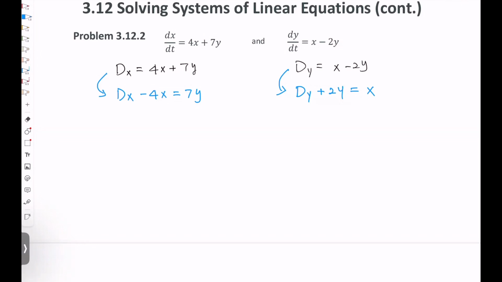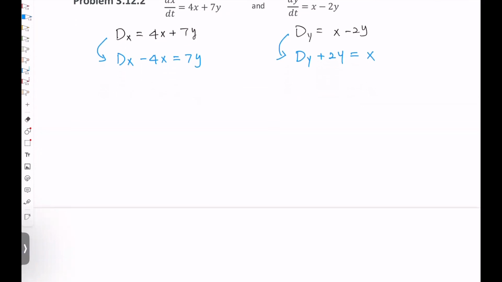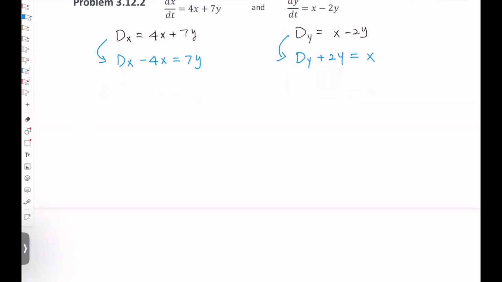Unlike the previous problem, either one will work, because in the first equation the left-hand side is x and Dx, and the right-hand side is 7y. So y equals 1 over 7 Dx minus 4 over 7 x. In the second equation, x equals y and Dy. We're good to go. For this problem, I want to show you what happens when you pick one versus the other, so we'll do both.